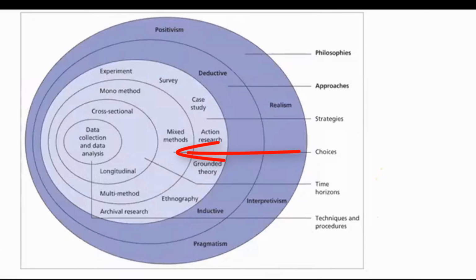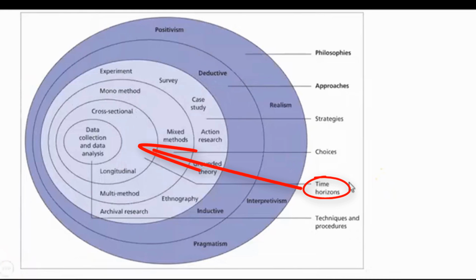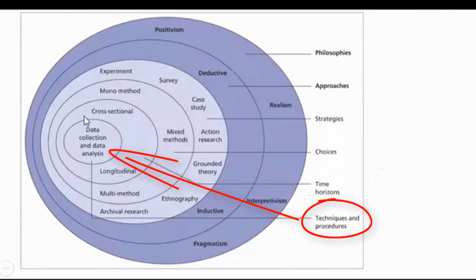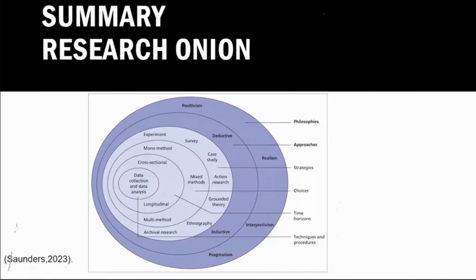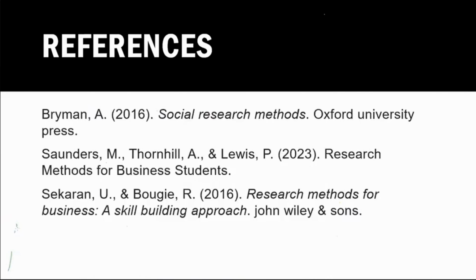And then you have the time horizon, which is cross-sectional or longitudinal data. And then techniques and procedures, which are data collection and data analysis. So you can use this research onion given by Saunders to proceed further and to structure your research using quantitative research methods. And thank you very much.